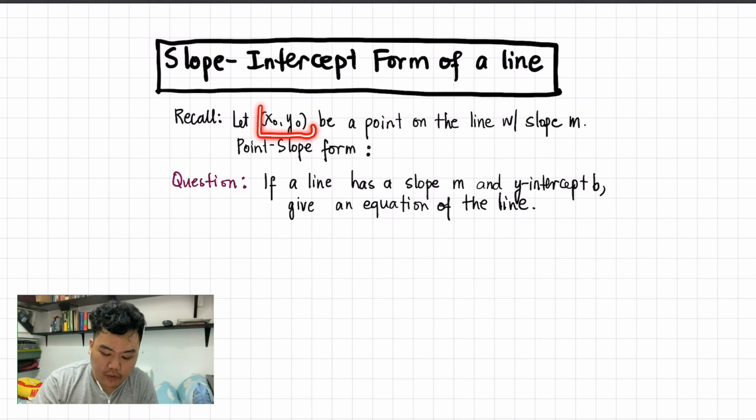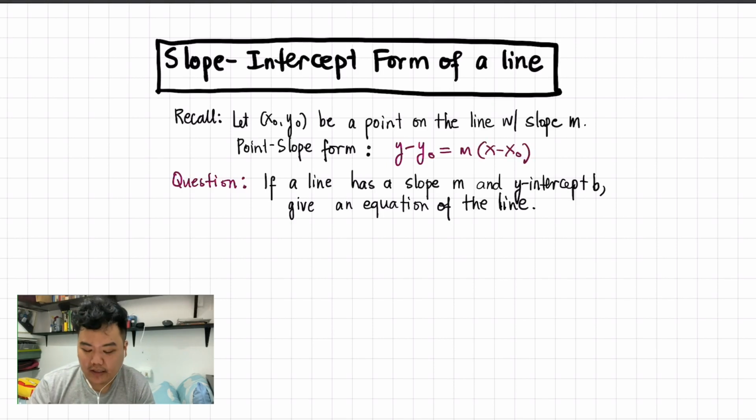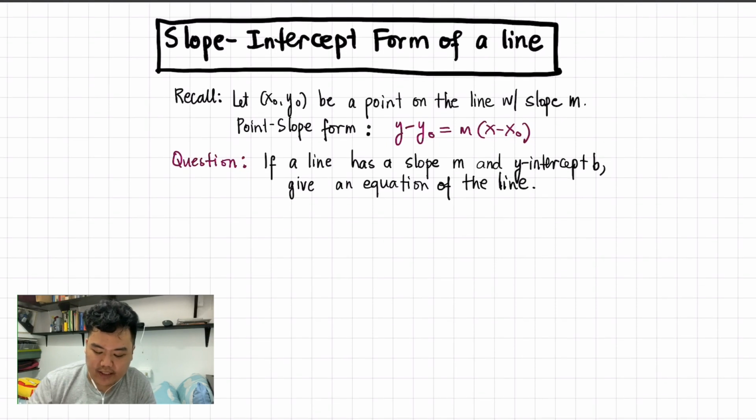If (x naught, y naught) is a point on the line with slope m, then the point-slope form of the line is y minus y naught equal to m times (x minus x naught). So the question now is, if a line has slope m and y-intercept b, give an equation of the line.